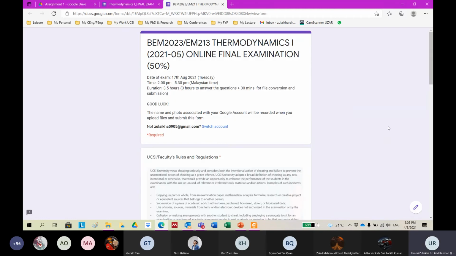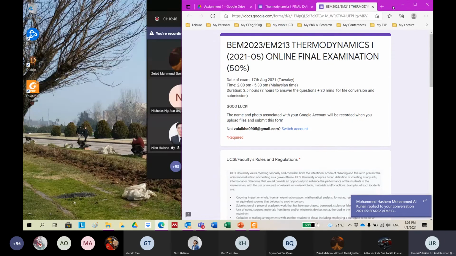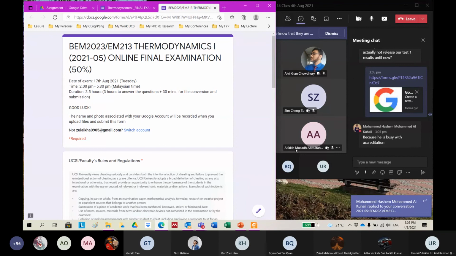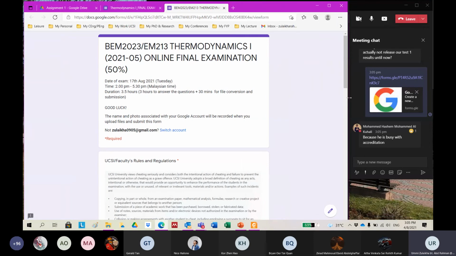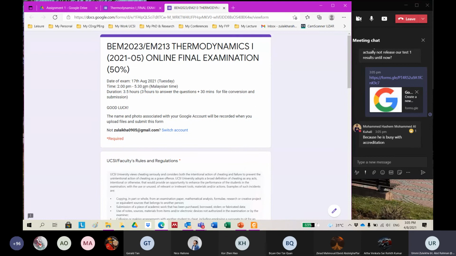When you click that, you will be directed to this form. The date of your exam, I already put there: 17th of August 2021, on Tuesday. The time is from 2 to 5:30 Malaysian time. The duration will be 3.5 hours: 3 hours to answer and 30 minutes for file conversion and submission.